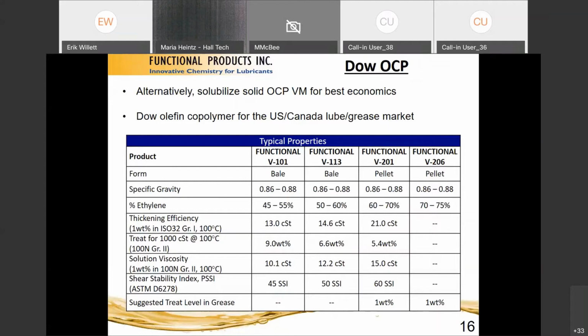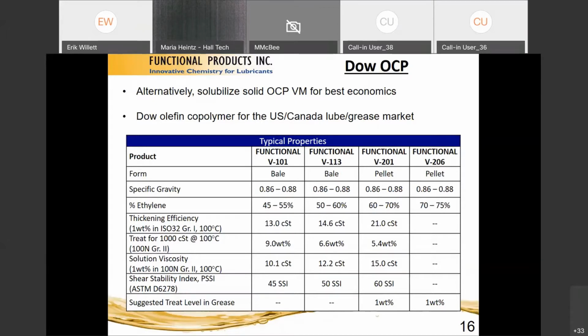We're talking about OCP and trying to reduce costs. I wanted to make public that we have OCP provided by DOW now. And if you're in this webinar, Gavin's probably already talked to you about the opportunities available with this DOW olefin copolymer. But olefin copolymer has historically been the most cost-effective option for adding viscosity. So we're talking essentially dollars per centistoke.